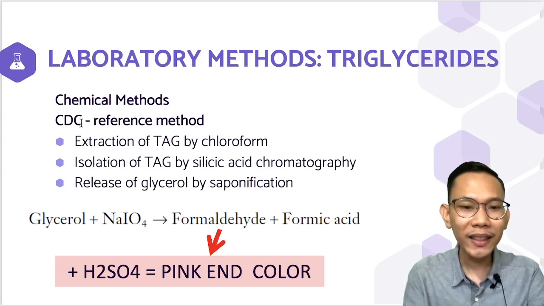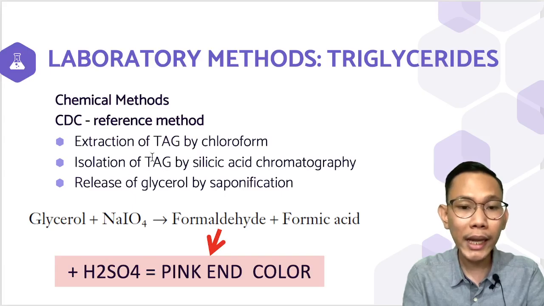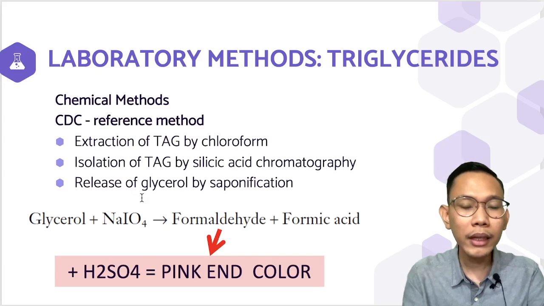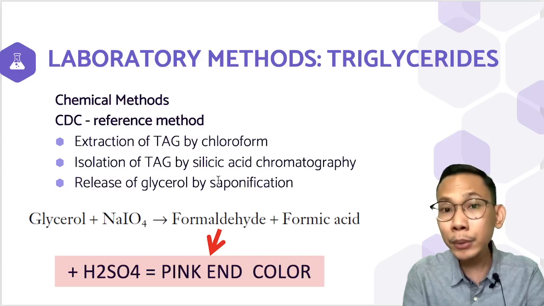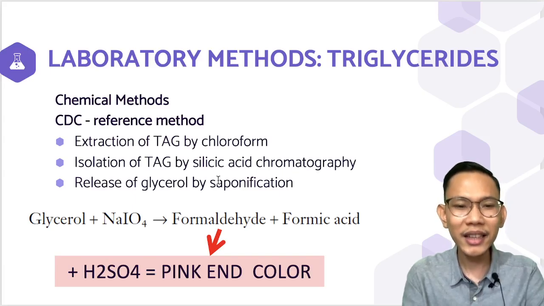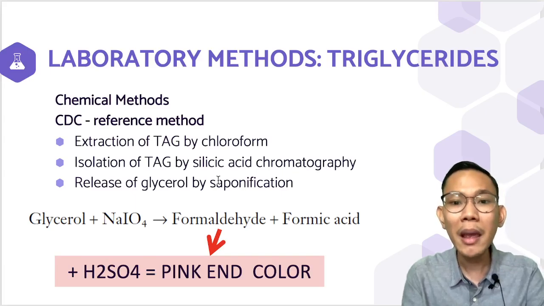So, what are the steps? We have your extraction of your triglycerides by chloroform. Then you isolate your triglyceride by silicic acid chromatography and release of your glycerol by saponification. When we say saponification, this is the alkaline hydrolysis of your triglycerides. This is actually similar to your Van Handel and Zilversmit method.